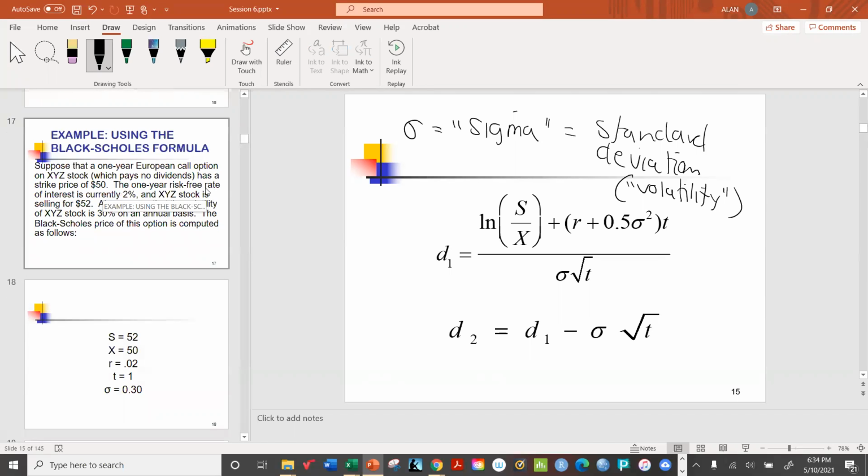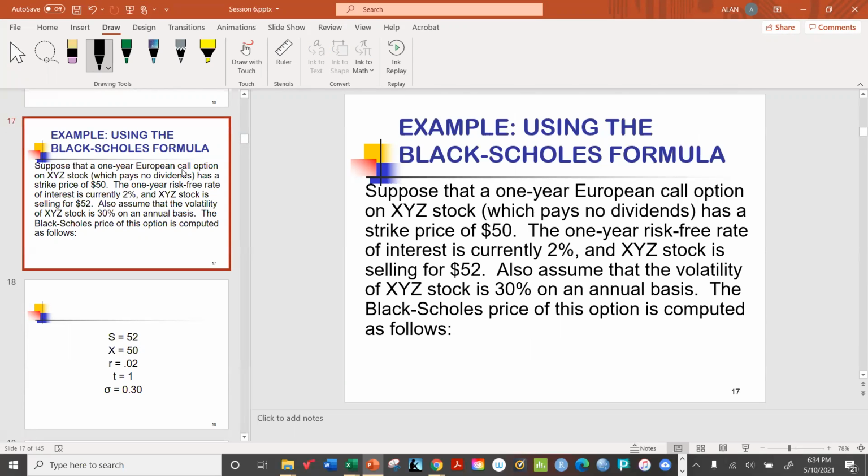All righty, now let's see a quick example. This has all been set up for you in Excel so that we don't waste so much time typing. We just want to understand what's going on. So we have a 1-year European call on XYZ stock, no dividends. The strike is $50. The 1-year risk-free rate is 2%, which means a 1-year treasury bill rate. The XYZ stock is currently selling for $52. The volatility of XYZ stock on an annual basis is 30%. So how do you calculate the Black-Scholes price of this option?